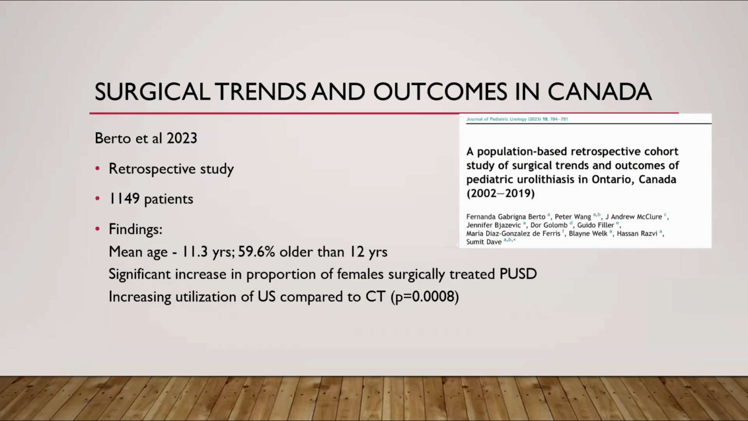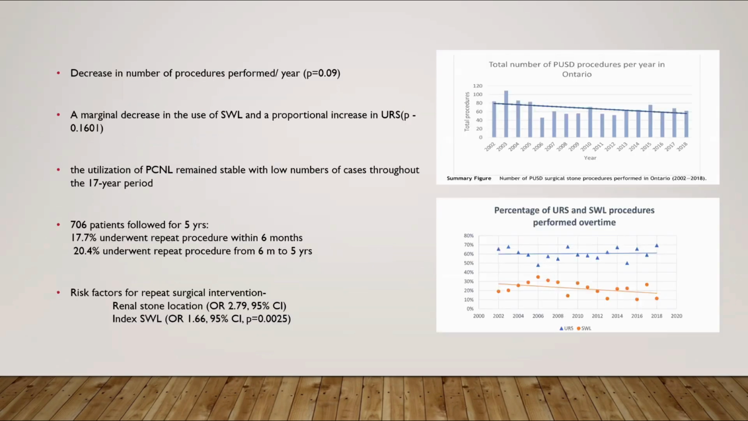There was a significant increase in the proportion of females surgically treated for stone disease, concurrent with the increasing incidence in adolescent females. There was a near significant decrease in the annual number of procedures done, and additionally, they found a trend towards increased use of URS over shockwave lithotripsy over the years, and the development of small caliber ureteroscopes and increased training in endourological procedures was attributed to this trend.